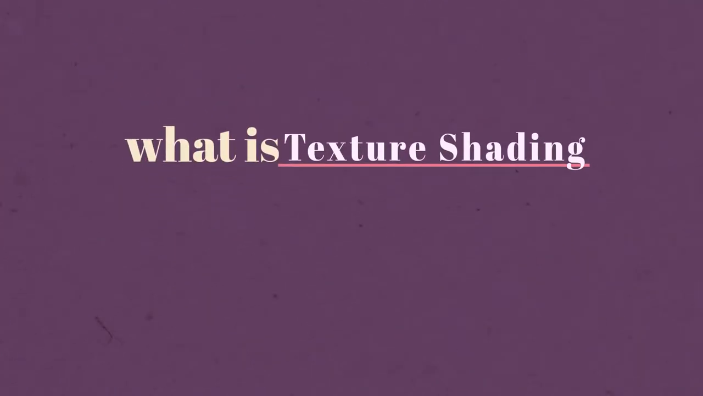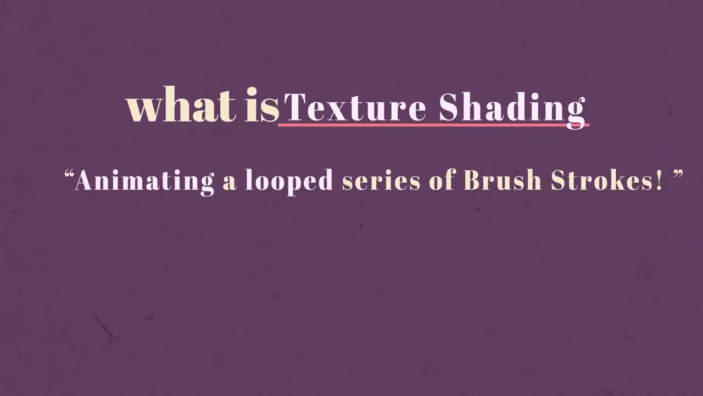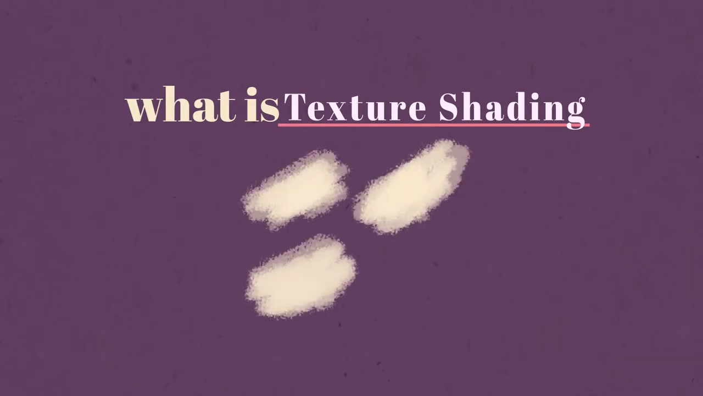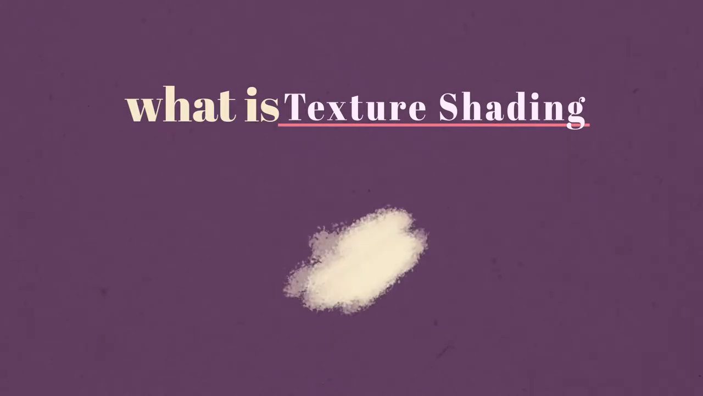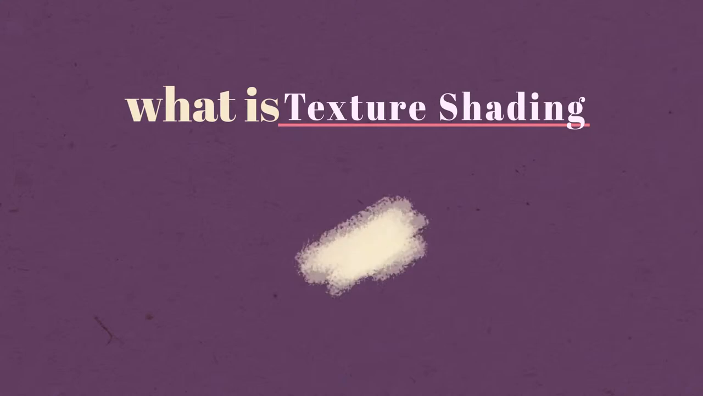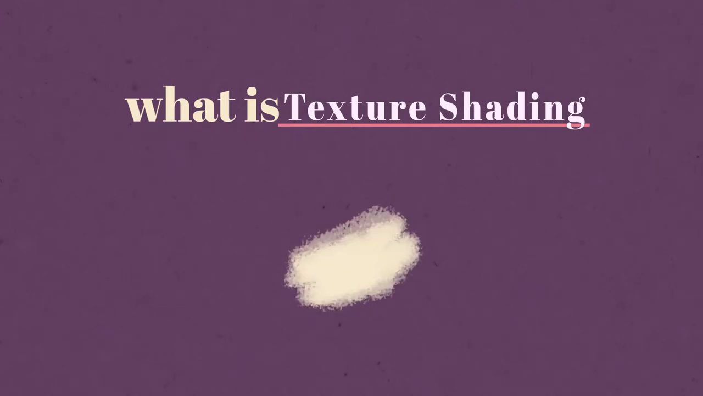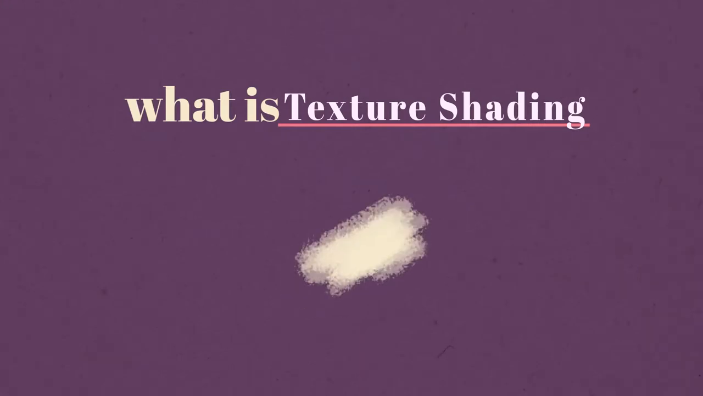what is texture shading? In our case, texture shading is a looping, or animated looping series of brush strokes. So we can make some textured brush strokes in Photoshop. We have a couple different ones, and if we choose to lay them on top of each other and space them out, let's say maybe two or four frames between each of them, it will create a kind of moving animated movement like so.